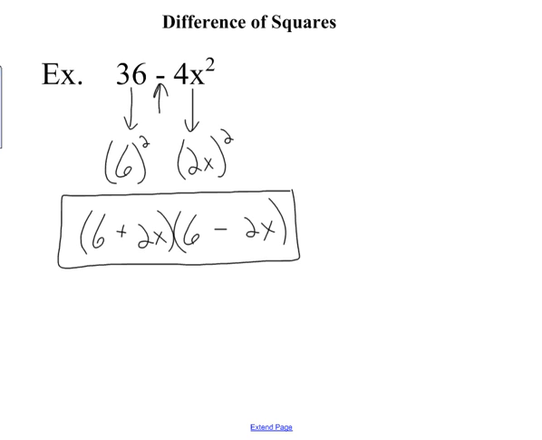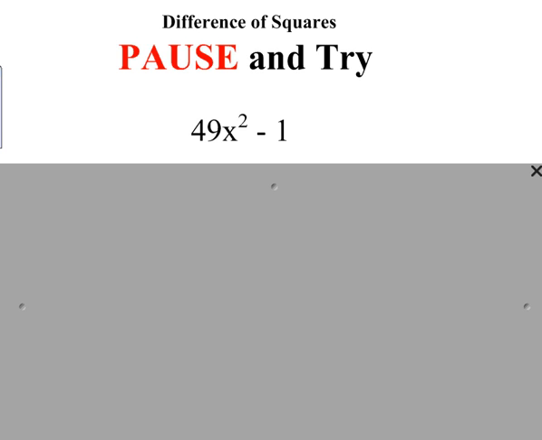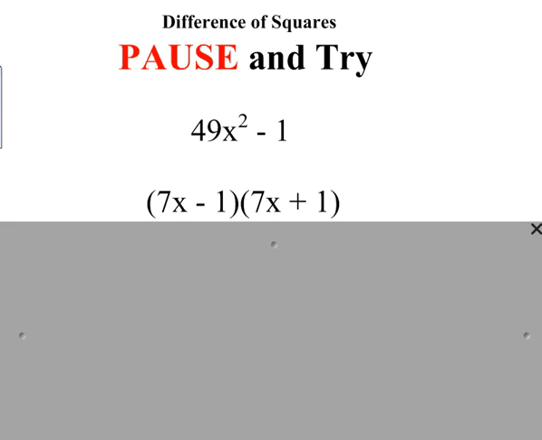Actually, if you look at this, each of these has a GCF that we could have taken out to begin with, but since we're just looking at difference of squares, that's all we'll look at right here. So this would be the factored form of that. Okay, why don't you try this one? So pause it. And here's the answer.